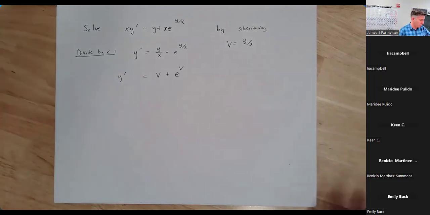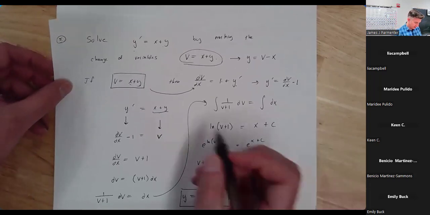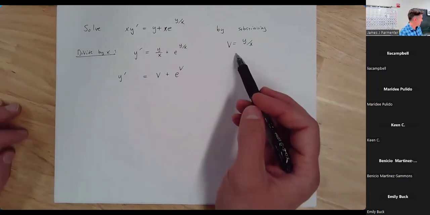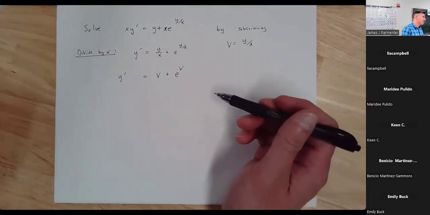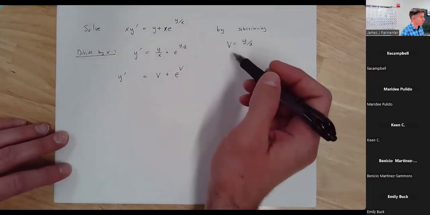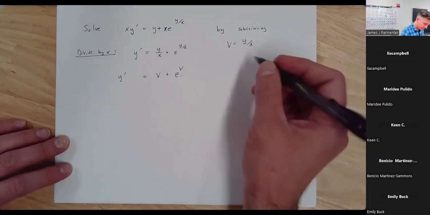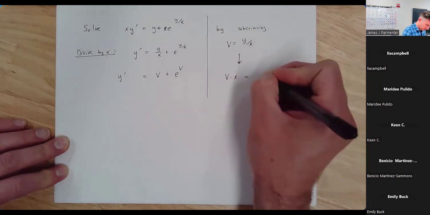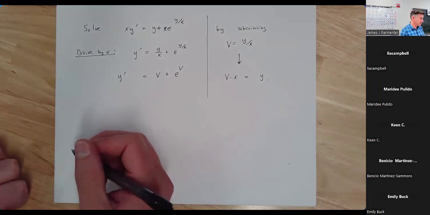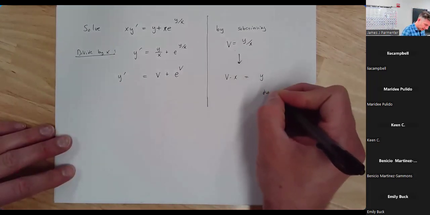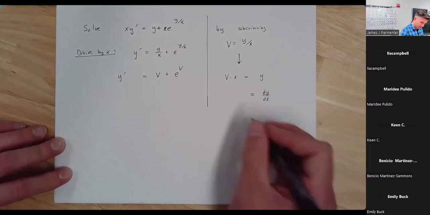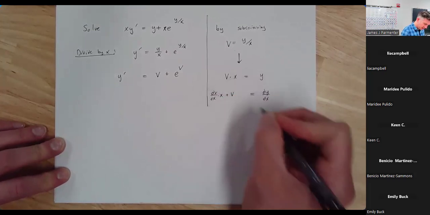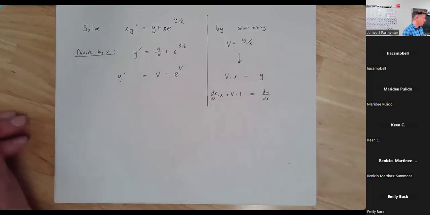Just like the previous problem where we had that v was equal to x plus y, we took the derivative of both sides. We could do that here and use the quotient rule. That seems terrible. Let's multiply both sides by x before we start differentiating. So we're going to say that v times x is equal to y. And then we're going to differentiate both sides using the product rule. So dy dx is equal to the derivative of v times x plus v times the derivative of x, which is 1.